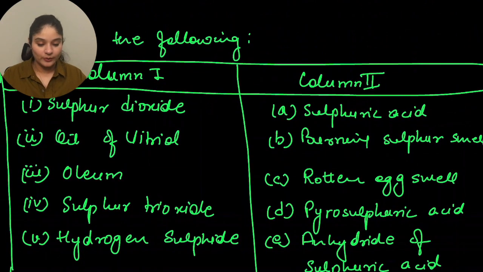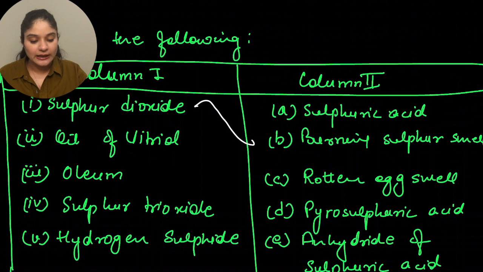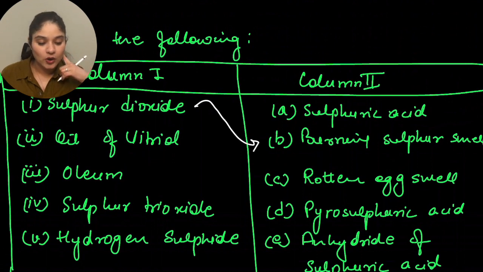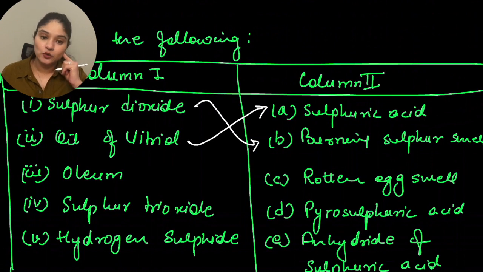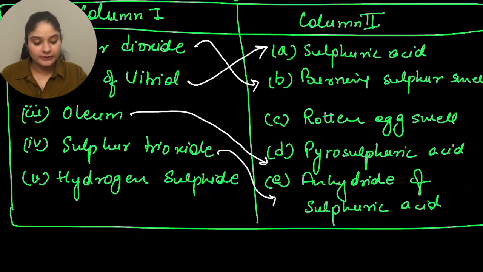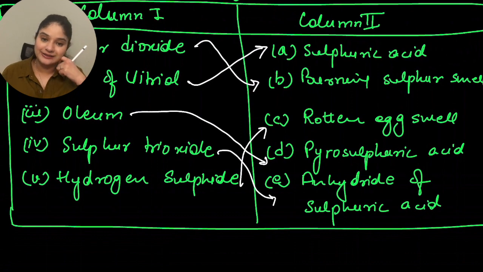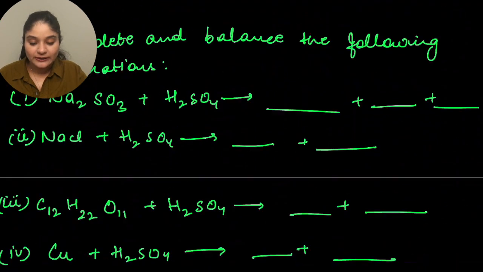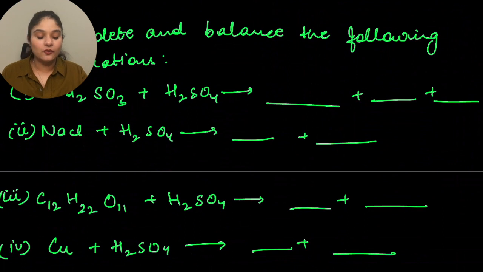Match the following. You have sulfur dioxide. So sulfur dioxide will have a burning sulfur smell. So that is B. Oil of vitriol is another name for sulfuric acid. So A. Oleum is also known as pyrosulfuric acid. So answer is D. Sulfur trioxide, that is anhydride of sulfuric acid. Then hydrogen sulfide has a rotten egg smell. Now next question. Complete and balance the following equations.